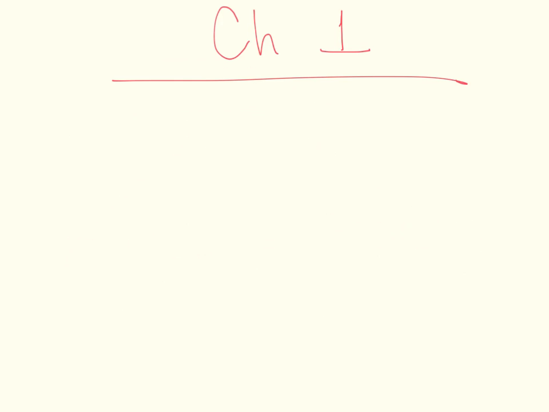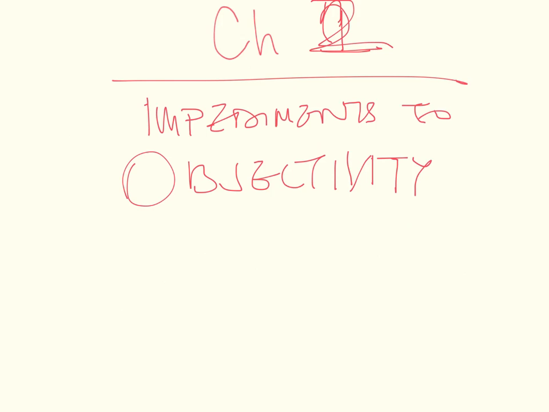So this chapter, which is really about the obstacles to critical reasoning, is about the kinds of impediments that you would normally find that interfere with your objectivity. I don't know if you can read my writing, but it says under Chapter 2, impediments to objectivity, which is what Chapter 2 is about.